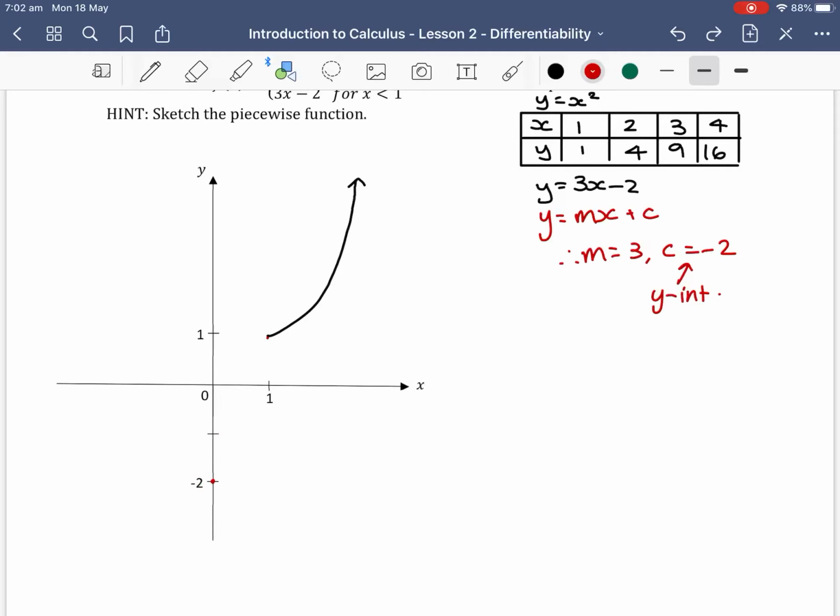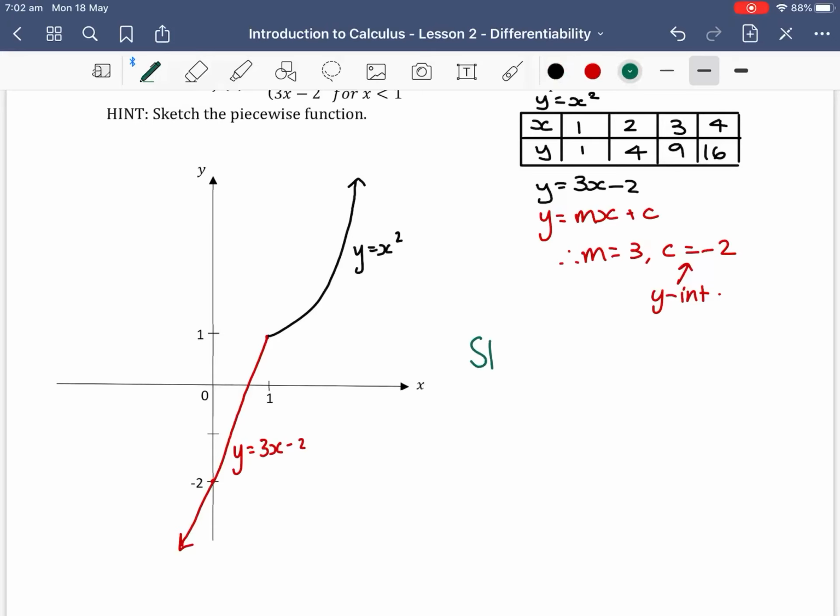You guys would use a ruler, and that wants to be a straight line. Make sure you use a ruler. So this is y equals 3x minus 2, and this is y equals x squared. That's our piecewise function.